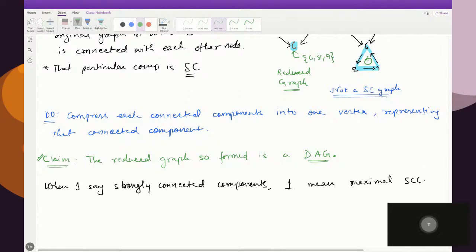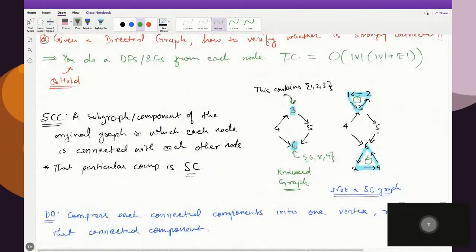A DAG only if the graph is not strongly connected. No, it is not that; the graph is not simply either strongly connected or a DAG. For this example that I have given, you can see that this is neither strongly connected nor a DAG, right? So this has some components which are strongly connected. This can also be true.